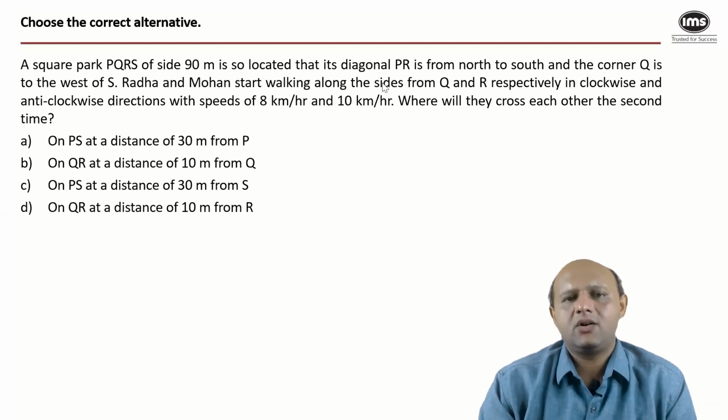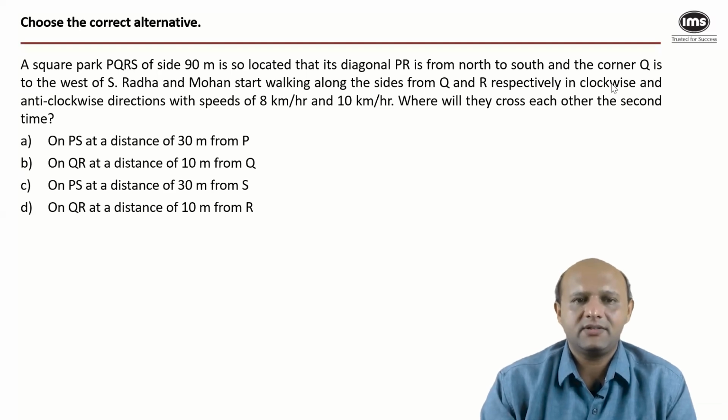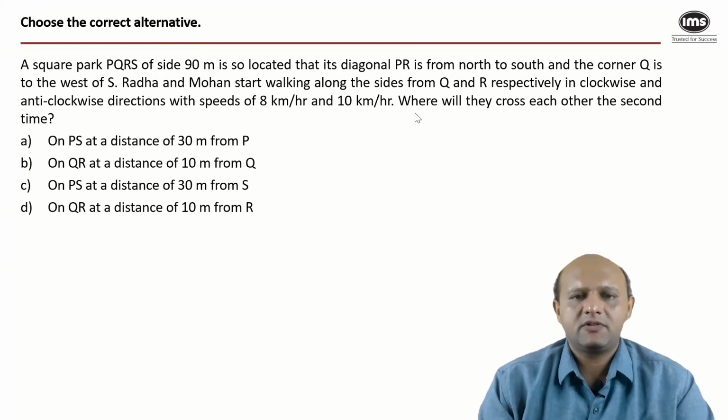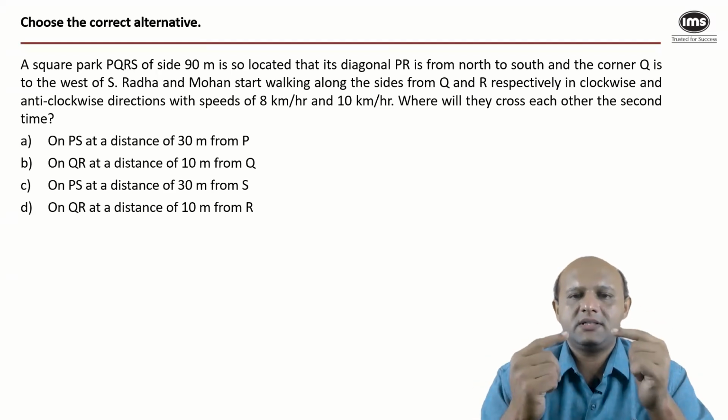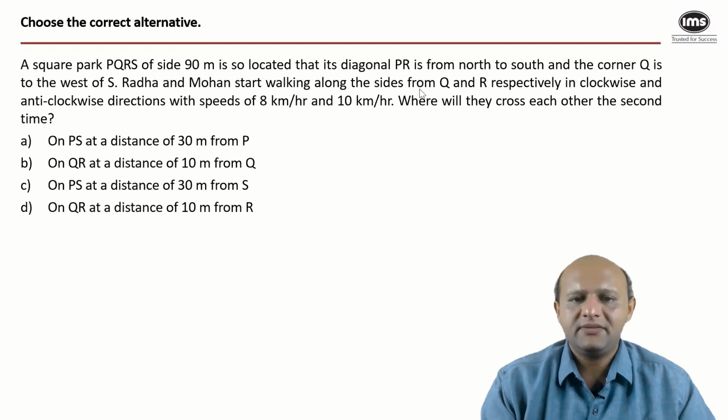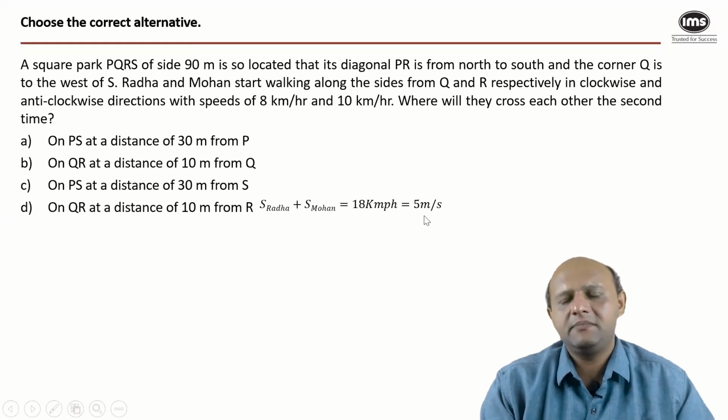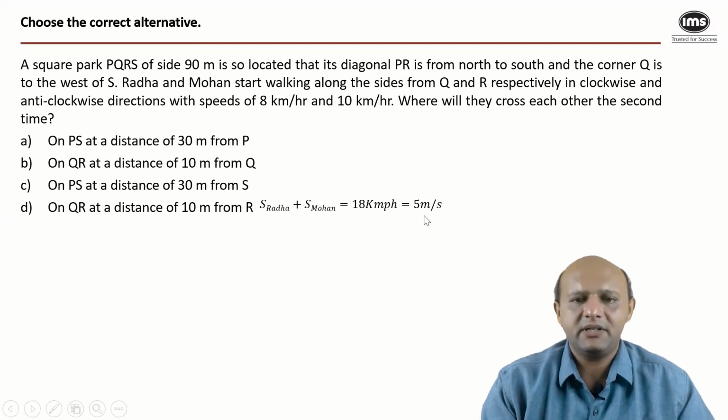Radha and Mohan start along the sides from Q and R respectively in clockwise directions with speeds of 8 kilometers per hour and 10 kilometers per hour respectively. Okay, so they're moving in opposite directions, means they're moving towards each other. So what is going to be their relative speed? It's going to be 18 kmph. So 8 plus 10 is 18 kmph. How much is 18 kmph in terms of meters per second? It is 5 meters per second.